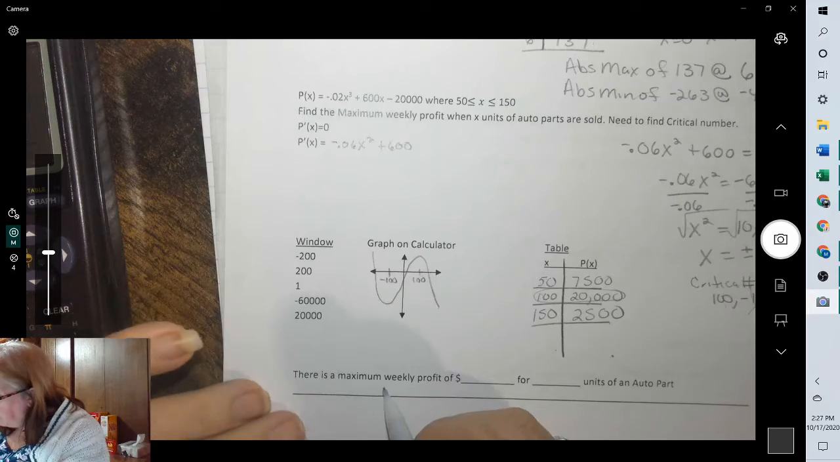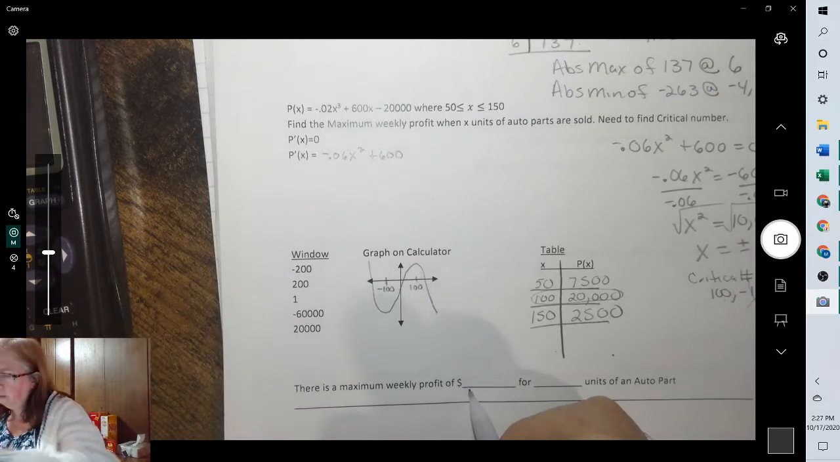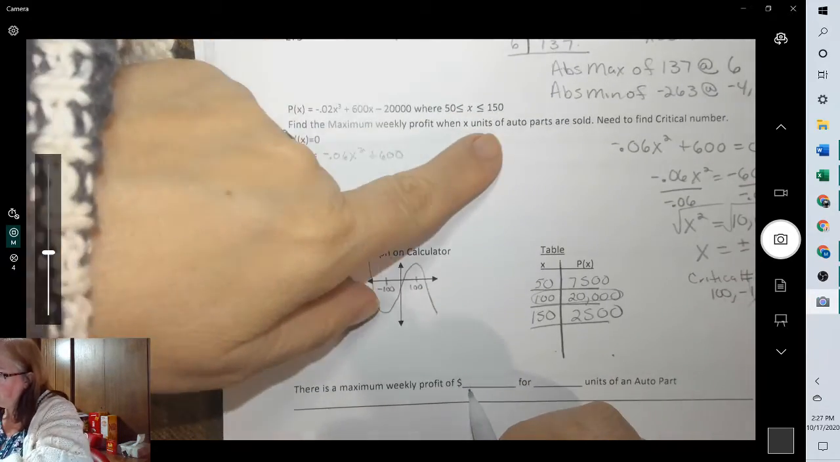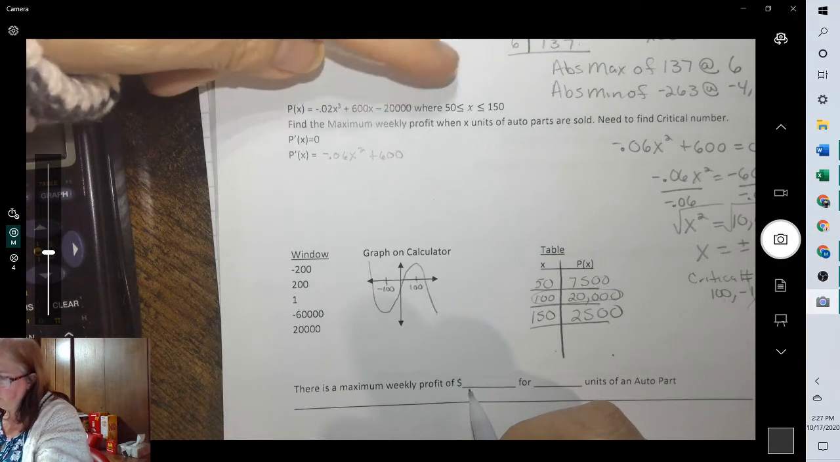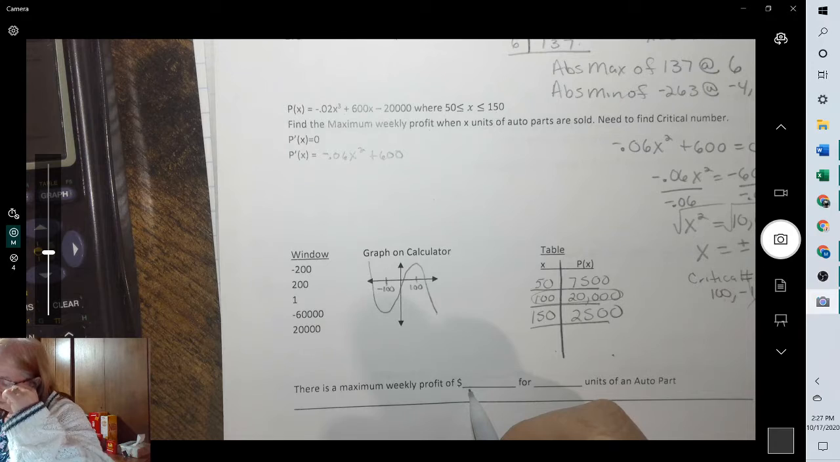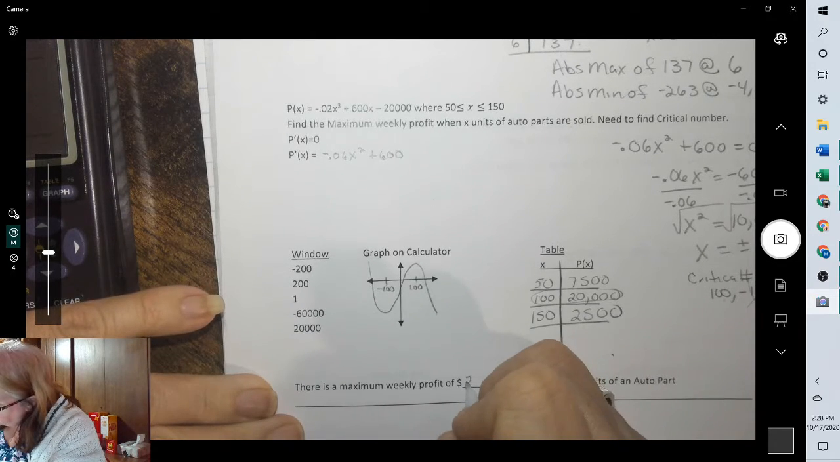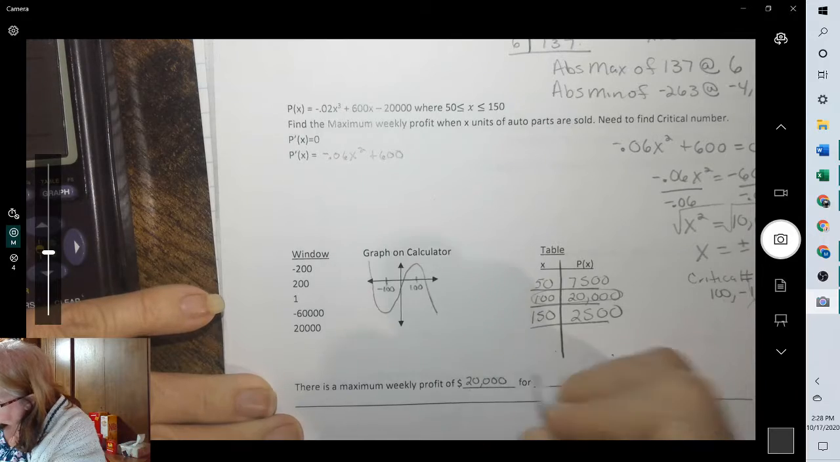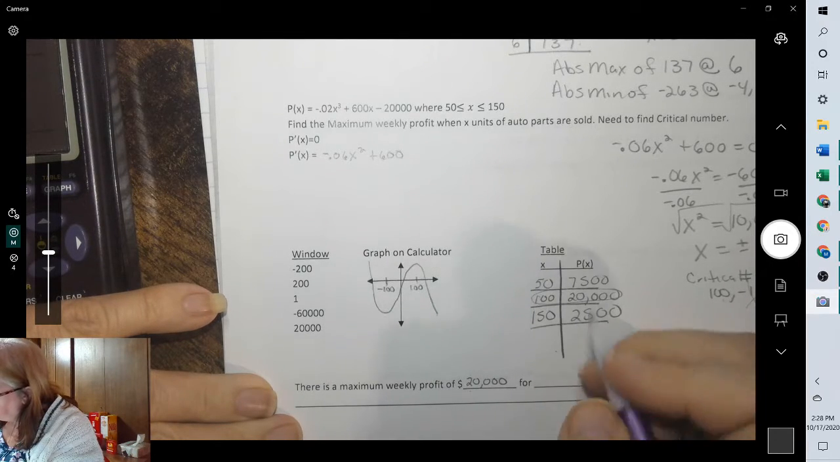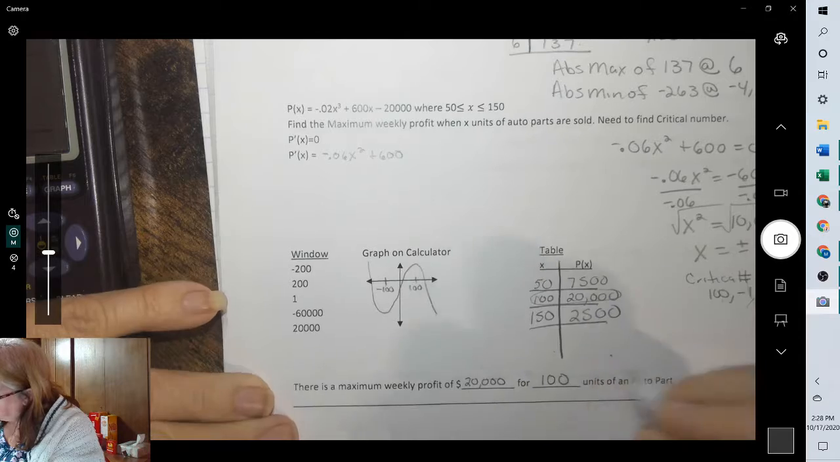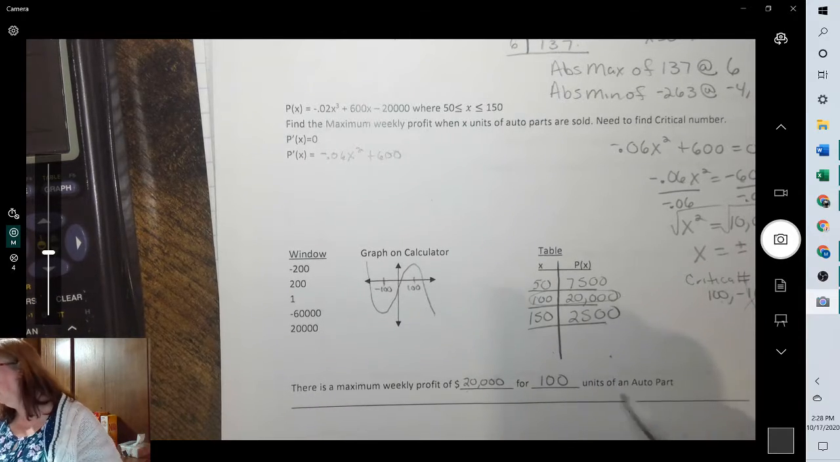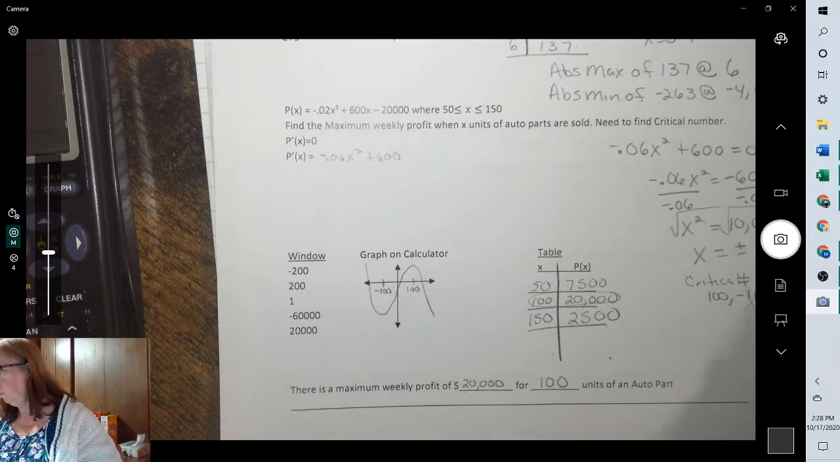There is a maximum weekly profit of, X was units of auto parts, and it doesn't say that it wasn't dollars, so you would assume dollars. So a weekly profit of $20,000 for 100 units of auto parts. So if they sell 100 units of the auto part, they'll hit their weekly maximum profit of $20,000.